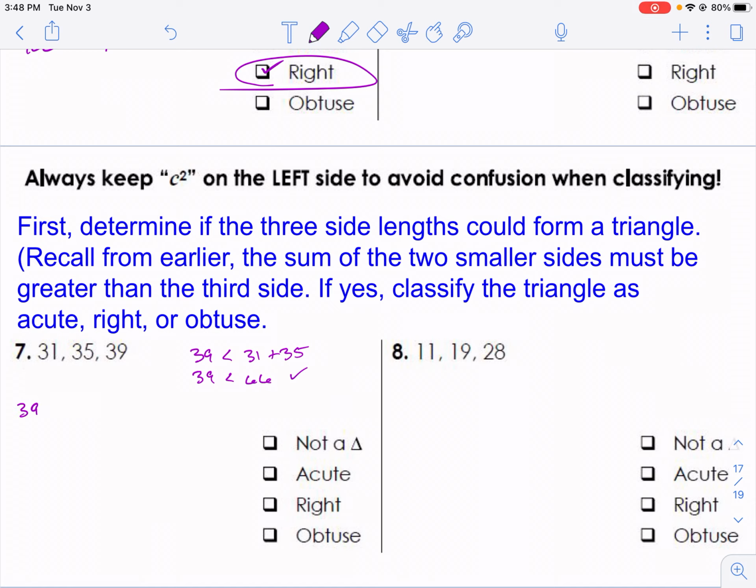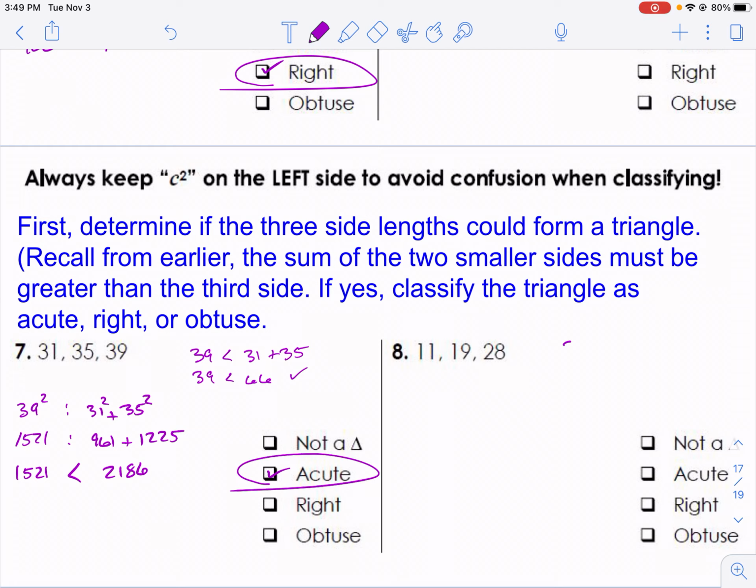Now we're going to classify it by setting up the Pythagorean theorem. And we're going to have 39 squared, 31 squared and 35 squared. 39 squared is 1521. And 31 squared is going to be 961, adding it to 1225. So 1521, and this gives me 2186, which means that this is going to be bigger, so c squared is smaller than a squared plus b squared, which means it's going to be acute.